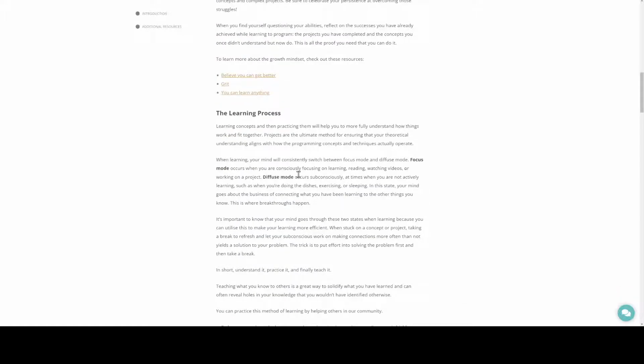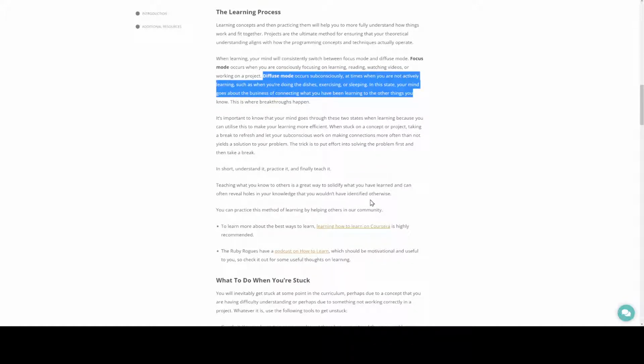And then it talks about the focus mode and the diffuse mode. Focus mode is when you're learning, reading, watching videos, and working on projects, and diffuse is basically when you're giving your brain a rest: sleep, playing video games, whatever, hanging out with the family, doing things that are outside of the coursework, outside of the Odin Project. And it talks about what to do when you get stuck. Google it, take a break, ask for help in the Discord.